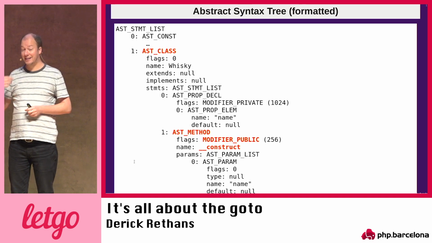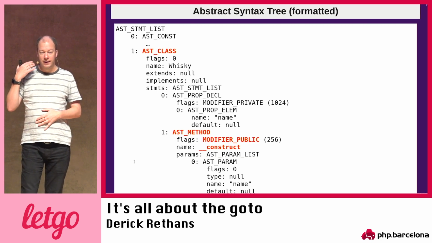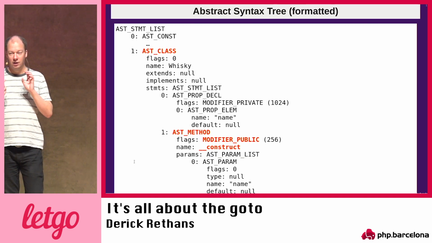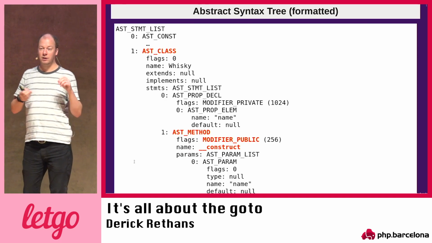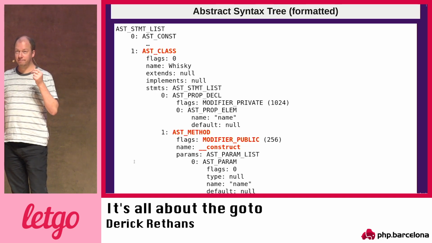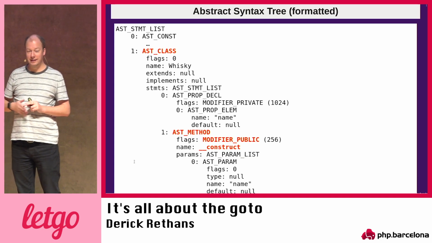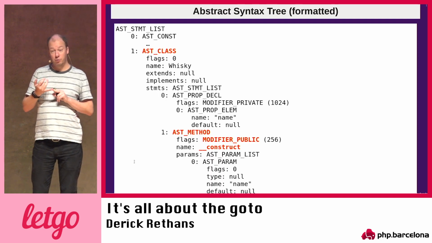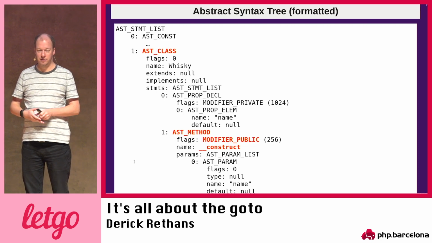But a class, of course, has statements in it, right? I mean, an empty class is also possible. So in this class, there are a few definitions. The first one is an AST prop decl, which stands for property declaration. It has a modifier private, which means we're defining a private property. And then the name of it is also name. So this line under the 0 colon basically says there's a private property called name, and the default value of it is null, meaning it doesn't have a default value.